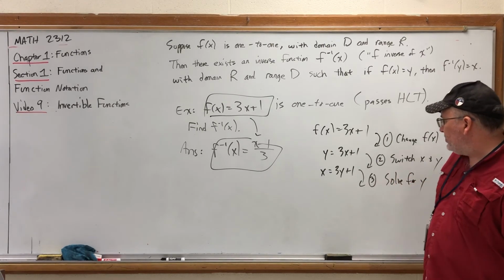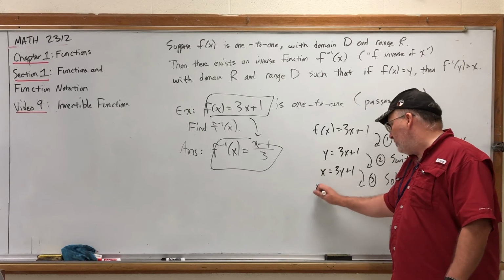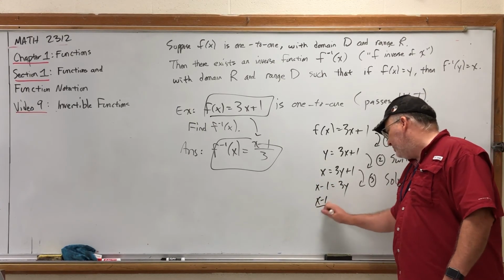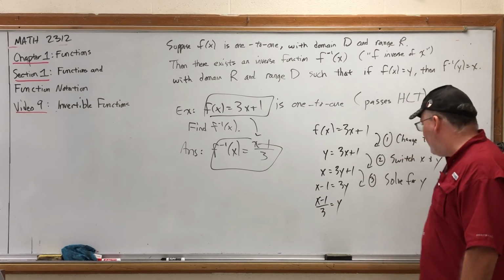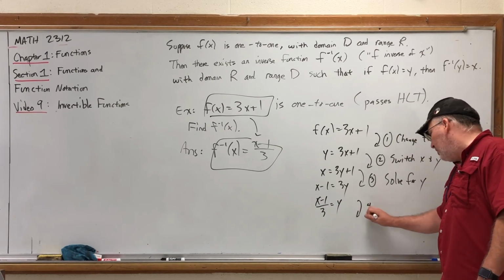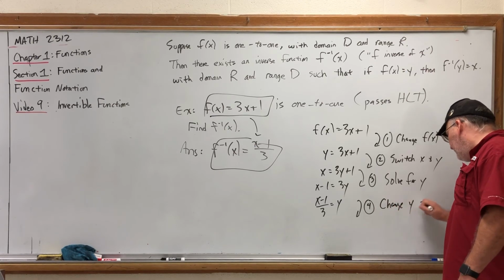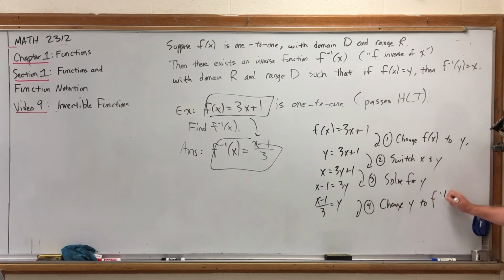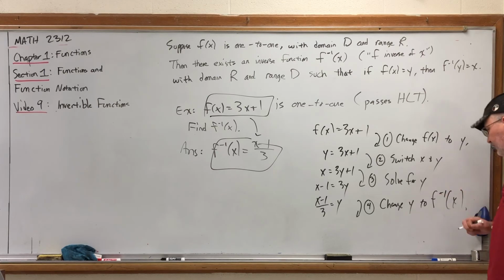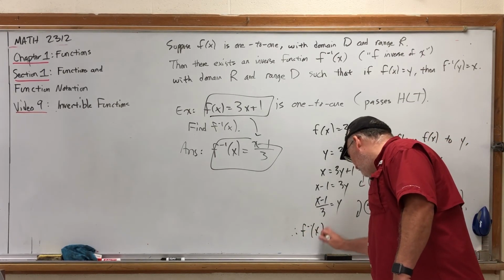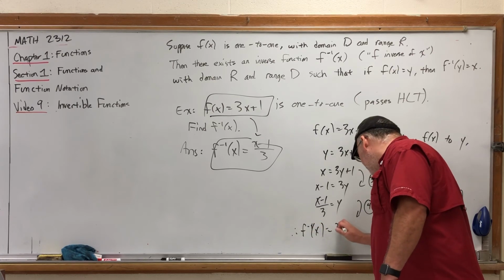I can solve this for y in 2 moves. Subtract 1 from both sides to get x minus 1 equals 3y. Divide both sides by 3 to get y equals (x minus 1) over 3. At that point, you found your inverse, and all you have to do is change y to f inverse of x. Therefore, f inverse of x is equal to (x minus 1) over 3.